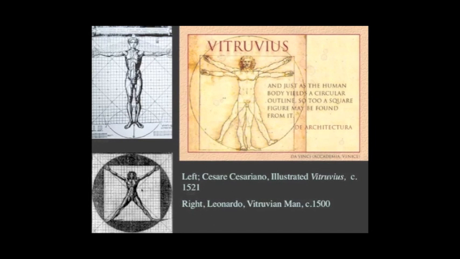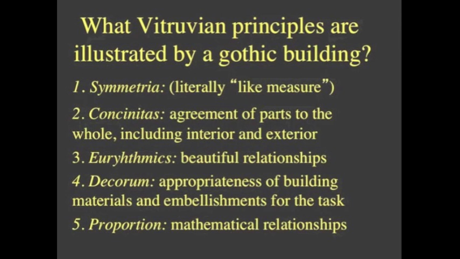This is just Cesariano's fabulous looking drawing of the Vitruvian man over here. These are Cesariano's drawings of the orders. When Cesariano is looking at the Milan Cathedral to illustrate the principles of Vitruvius, these are the things he's looking at. Symmetry, which literally means like measure. Concinnitas, which means agreement of parts to the whole, including interior and exterior. Eurythmics, which means beautiful relationships or beautiful rhythms. Decorum, which means the appropriateness of a building and building materials and embellishments to the task, and proportion.